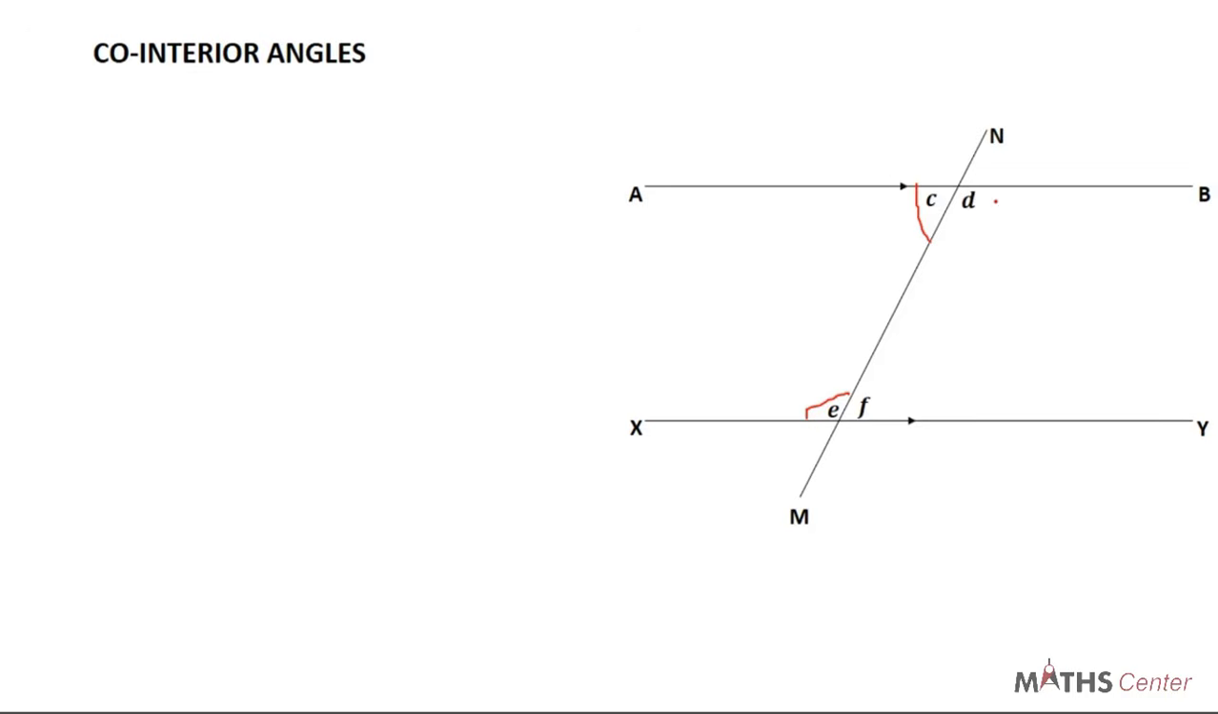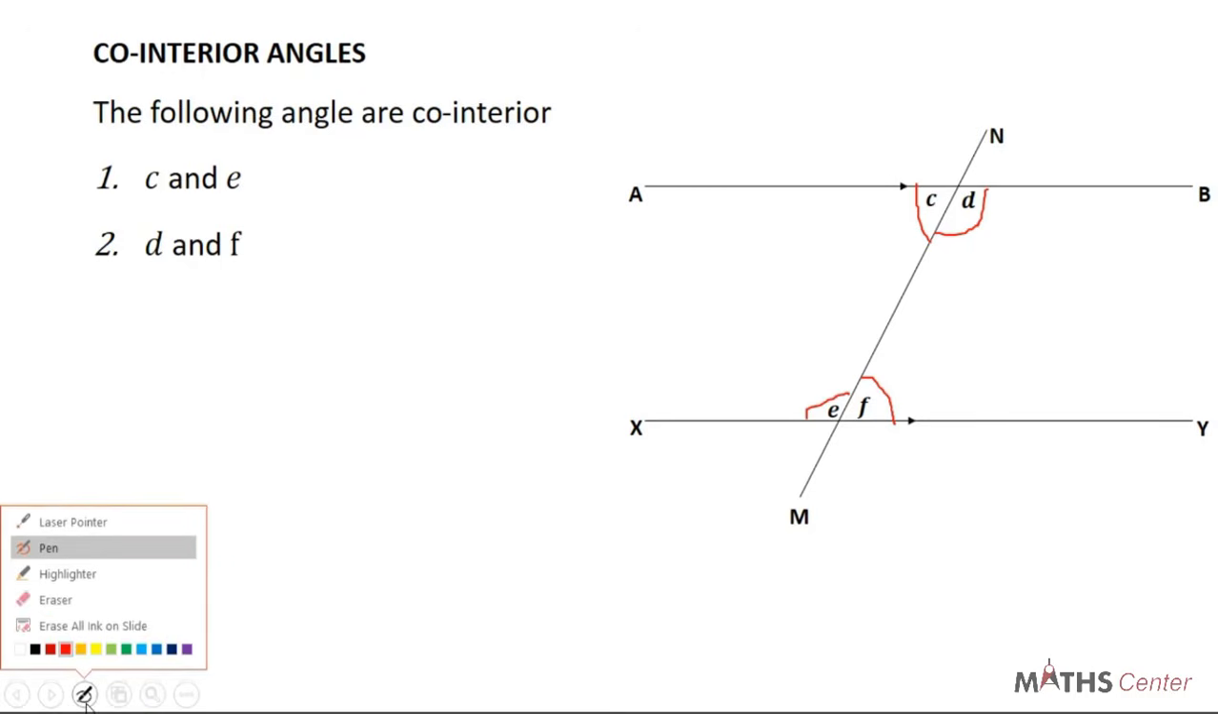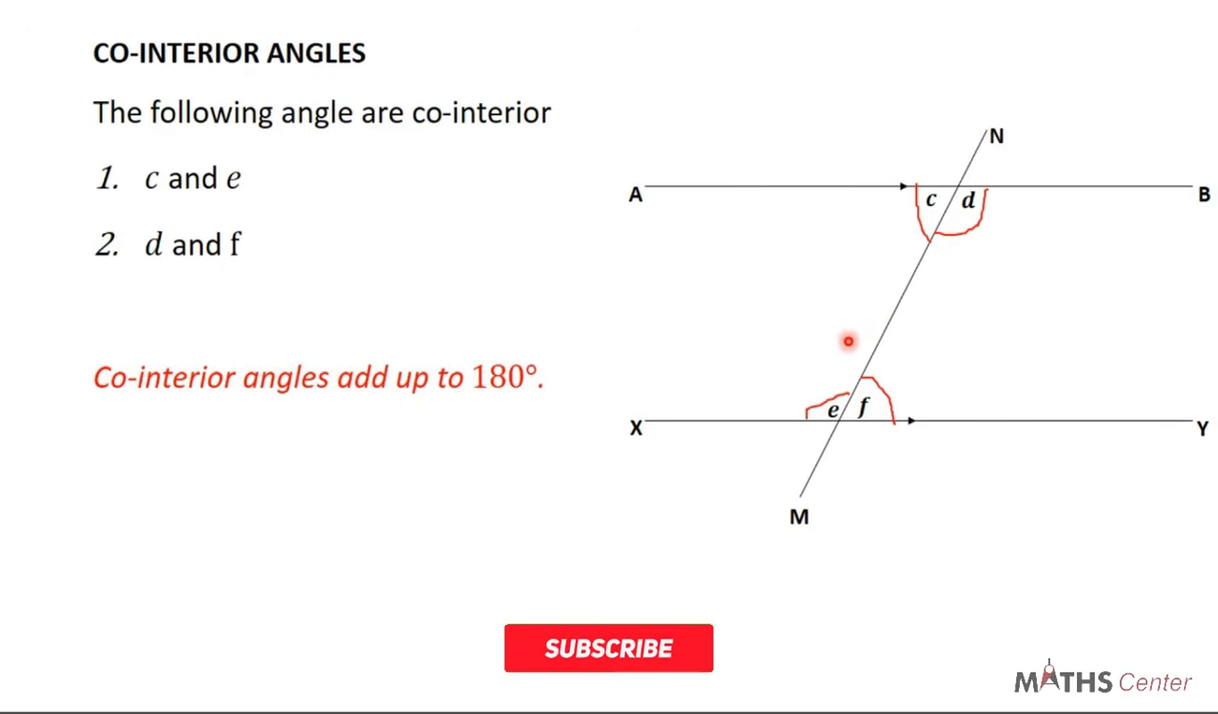Now, another angle will also be formed here, so we are going to call this angle D. Then we call this one angle F. These are what we refer to as co-interior angles. So we say that the following angles are co-interior. C and E are co-interior angles. Then D and F are also co-interior angles. What are the properties of co-interior angles? Co-interior angles add up to 180 degrees.